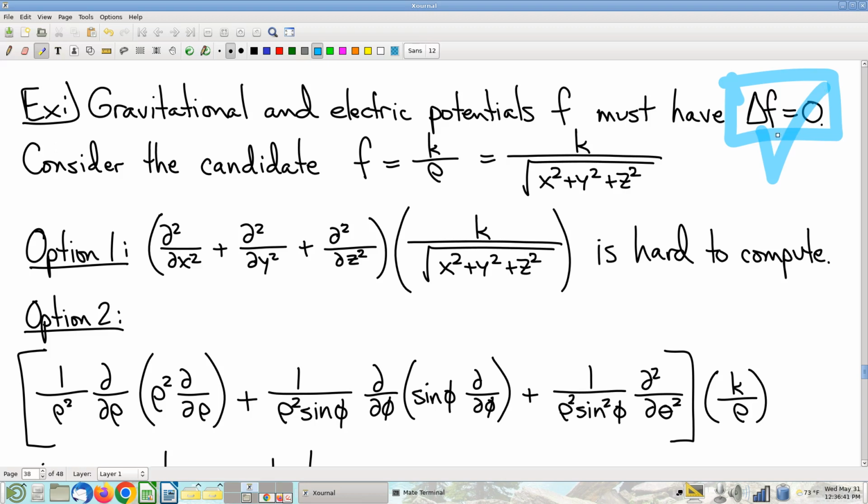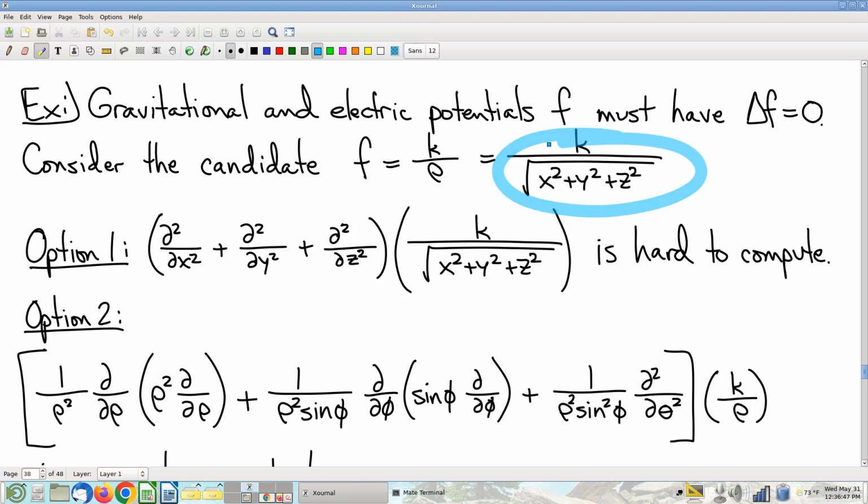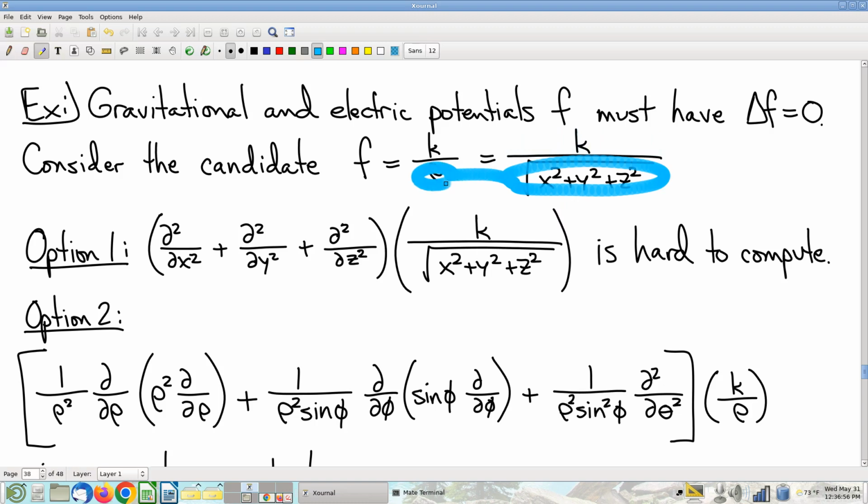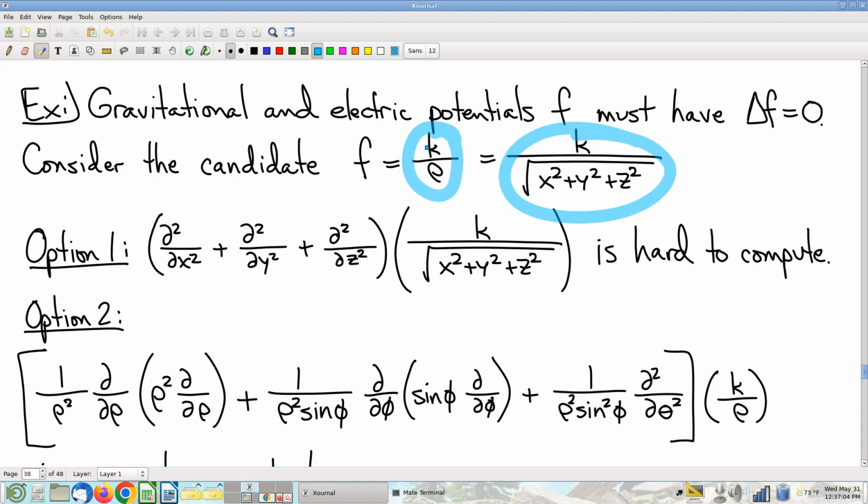Okay, so let's entertain the possibility that this might be a solution. Let's just say, right? How would I decide if this is a solution? And I'll point out, of course, that this denominator is just the spherical coordinate rho. Said differently, this candidate function I can rewrite in spherical coordinates as this.